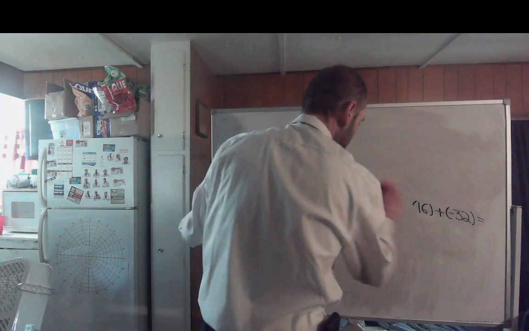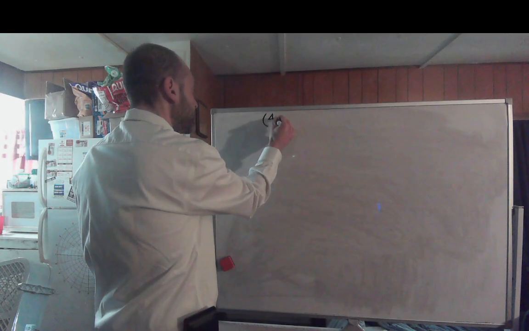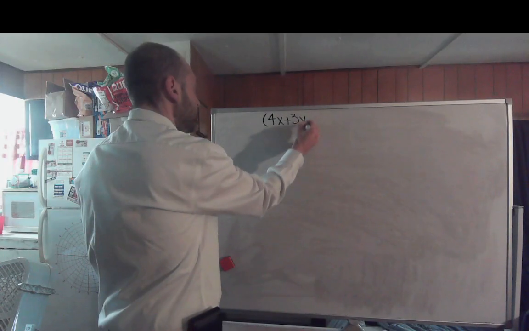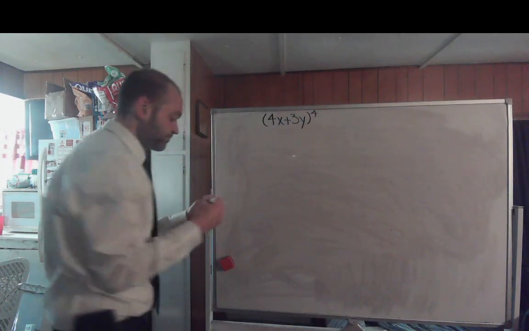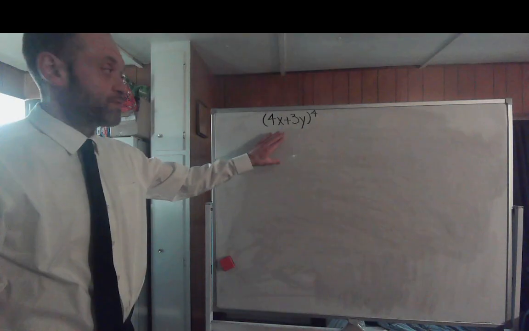Let's do just a couple that have different coefficients besides 1. So let's say I take 4x plus 3y and raise that to the 4th power.